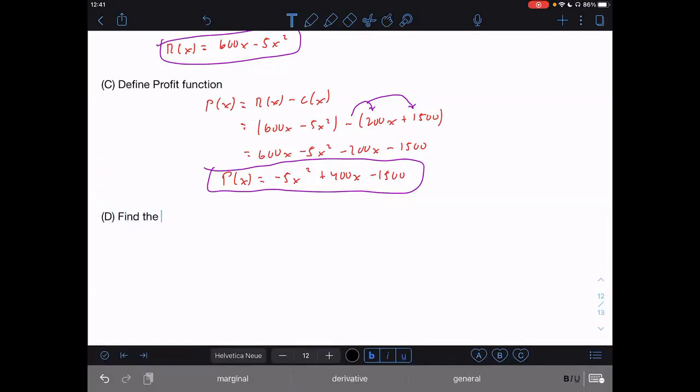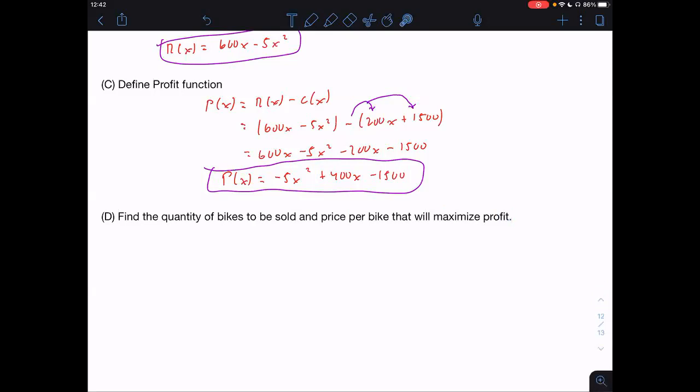Let us find the quantity of bikes to be sold and the price per bike that will maximize our profit. So we want to find the quantity of bikes and the price per bike that will maximize our profit function.